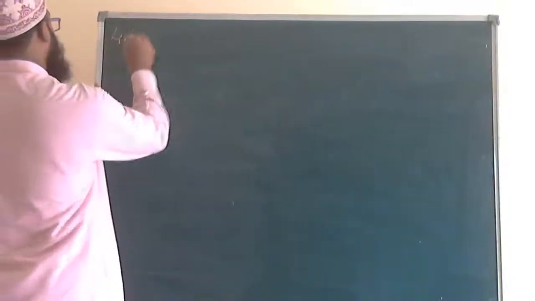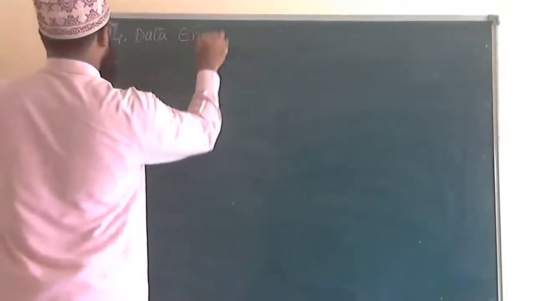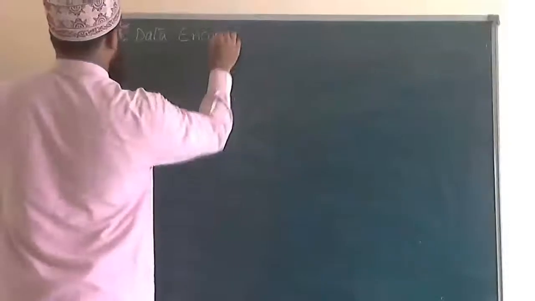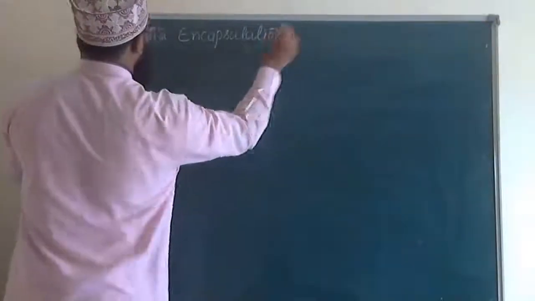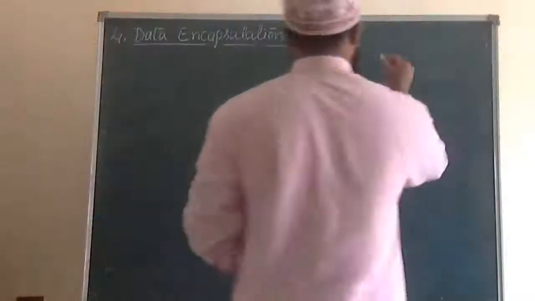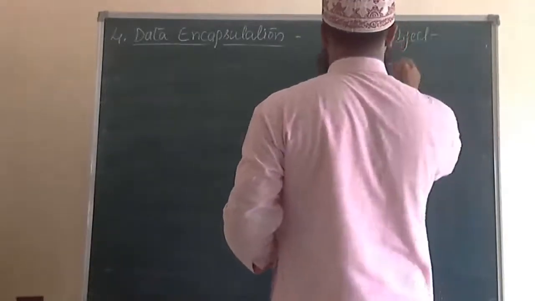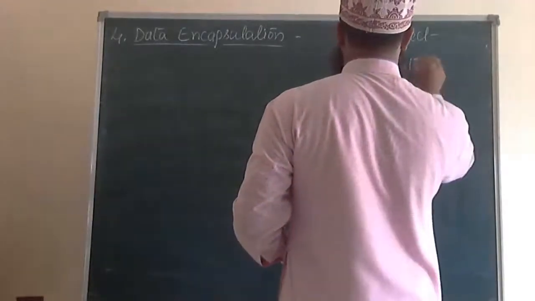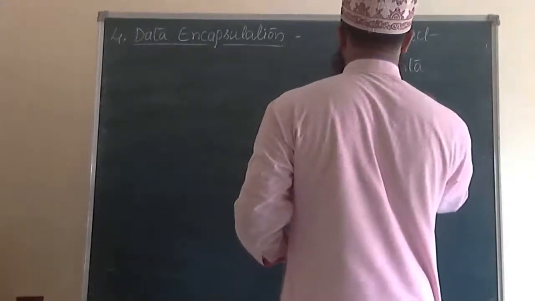The fourth thing is data encapsulation. Data encapsulation is here. Everything is used under data only. So the first thing is data. The next thing is methods. Methods themselves are called functions.